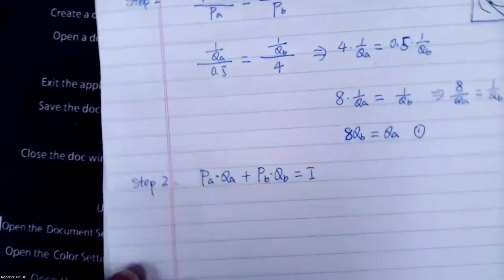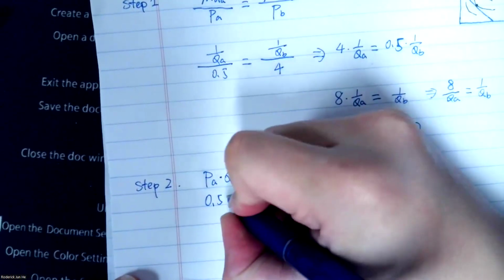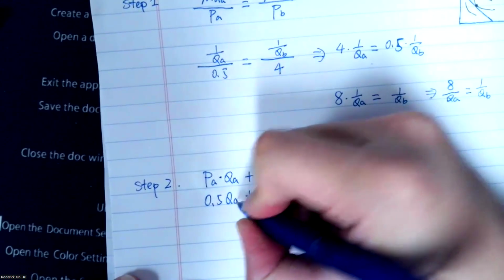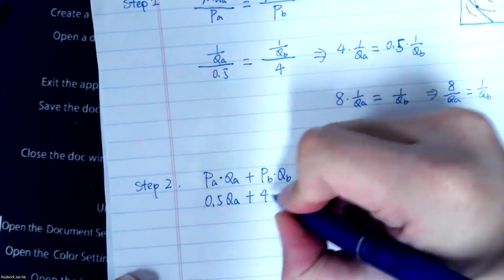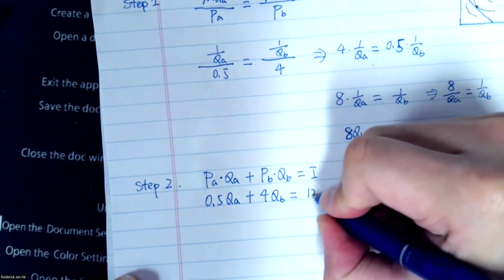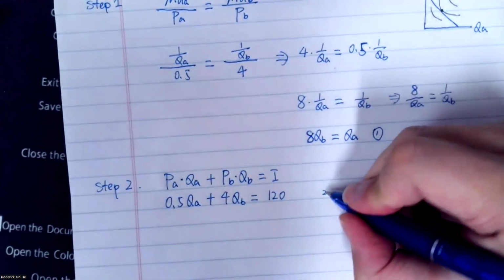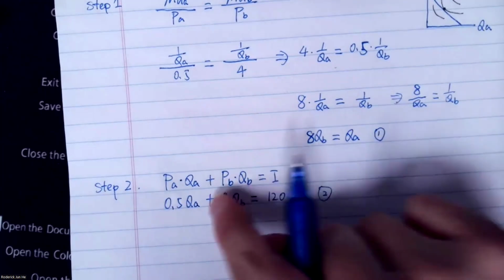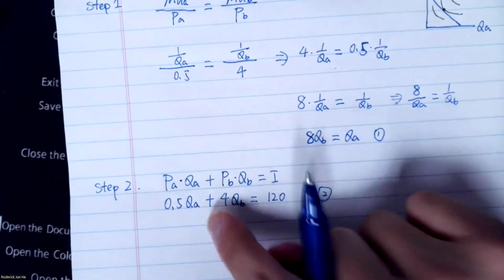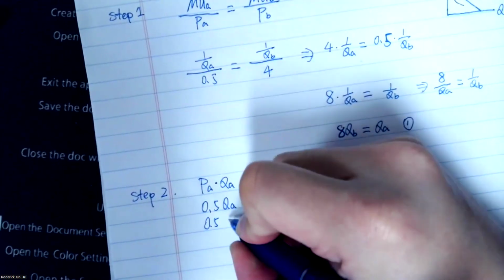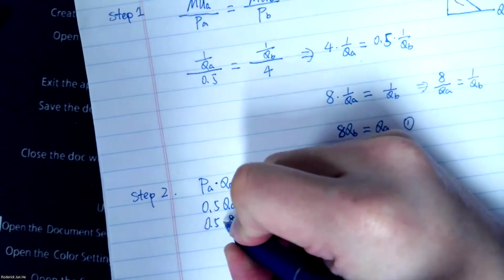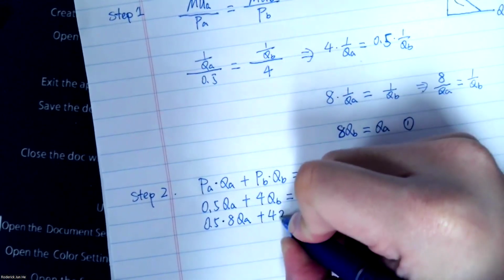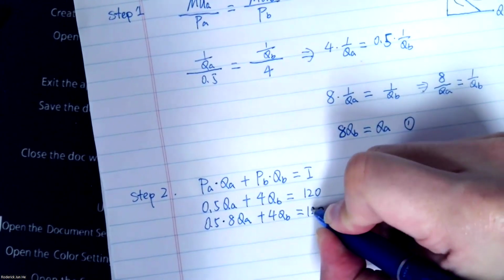So PA is 0.5, times QA, plus PB, which is 4, times QB, equals 120. So that is your equation 2. And we have two equations to solve for two unknowns. So here the easiest way is to replace QA with 8QB. So it is 0.5 times 8QB plus 4 times QB equals 120.